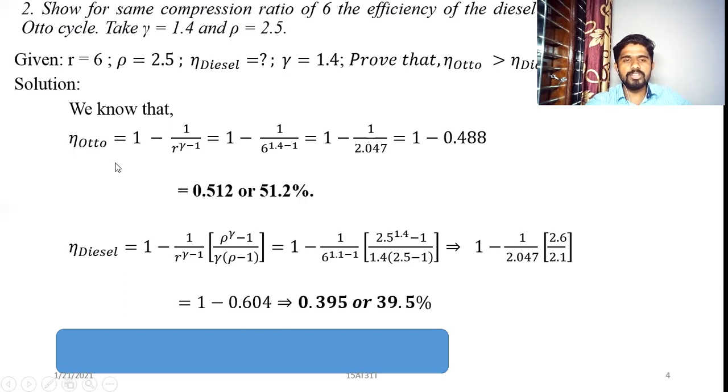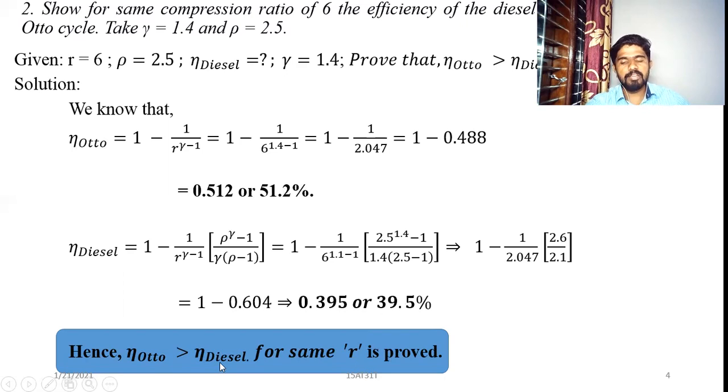39.5%. So what is the efficiency of the Otto cycle? That is 51.2. What is the efficiency of the diesel cycle? 39.5. What should you prove? You should prove that the efficiency of the diesel cycle is less than the Otto cycle for the same compression ratio. See, the efficiency of the diesel cycle is less than the efficiency of the Otto cycle for the same compression ratio. Hence it is proved. The efficiency of the Otto cycle is greater than the efficiency of the diesel cycle for the same R, where R is the compression ratio.